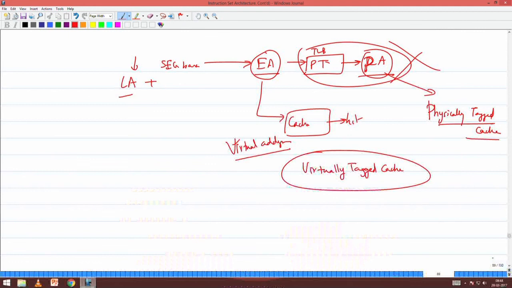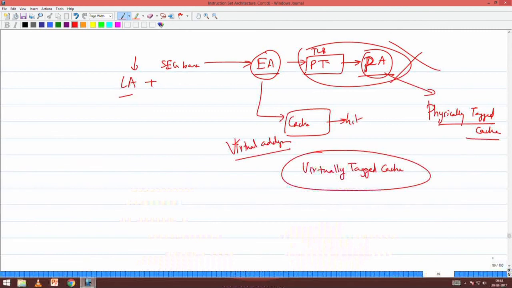So can I have this question? Can I have a virtually tagged, physically mapped cache? I leave the story here. Can I have a virtually tagged, physically mapped cache? You almost did the class.